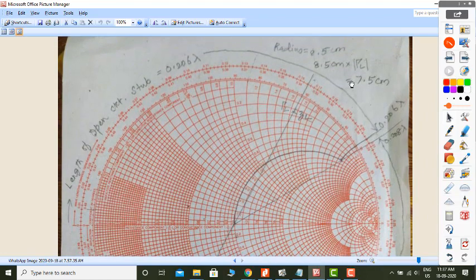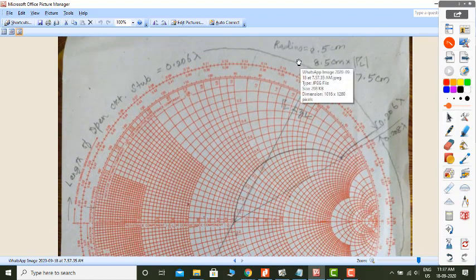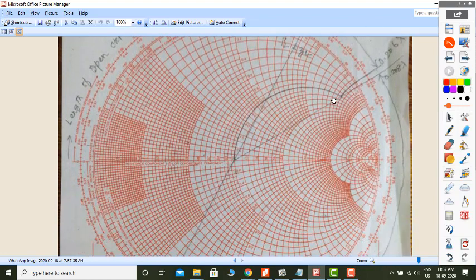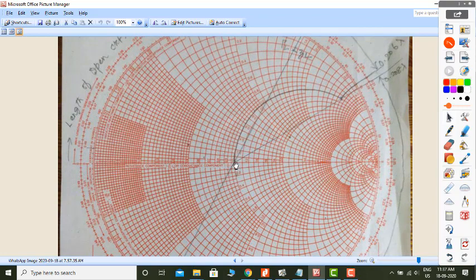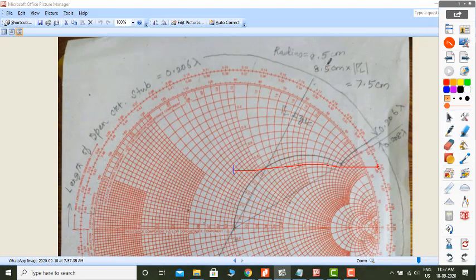So to compute the gamma L, first you have to measure the radius of the Smith chart from the center to the innermost circle. So this is the center, this is the innermost circle. Now you measure the distance. The distance of this particular Smith chart is 8.5 centimeter. Now you multiply this 8.5 centimeter with the magnitude of the gamma L value.